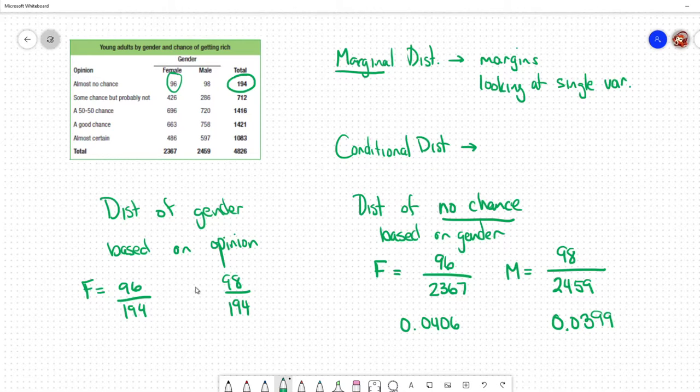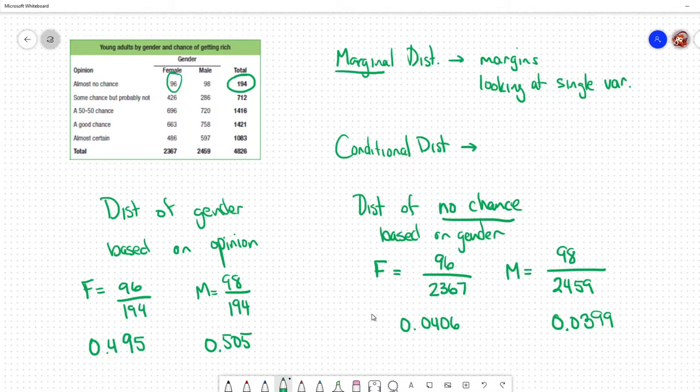And I'm going to work these numbers out so you can see it's not going to be the same numbers as these. So 96 out of 194. So we get, this is about 0.495. And then we got 98 over 194. And then this is going to be my 0.505. So you can see these are now totally different numbers than what we had over here.